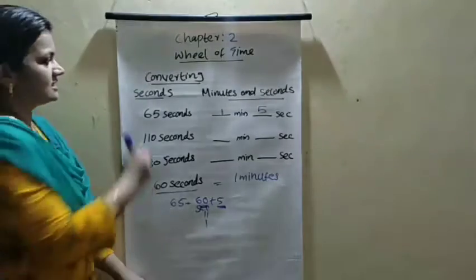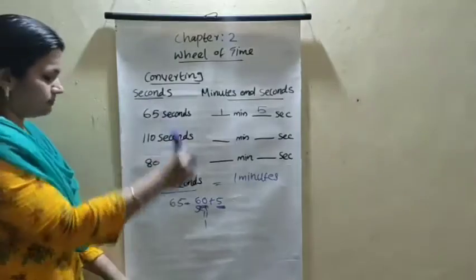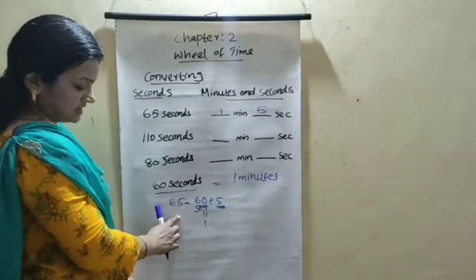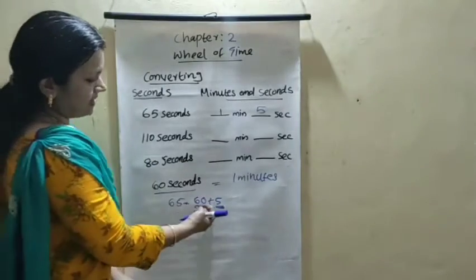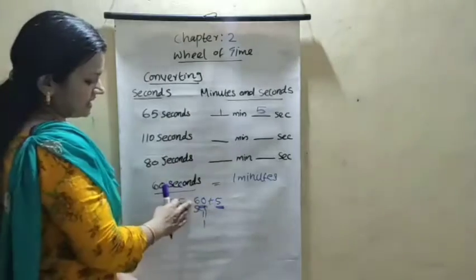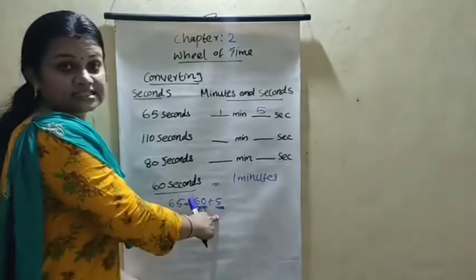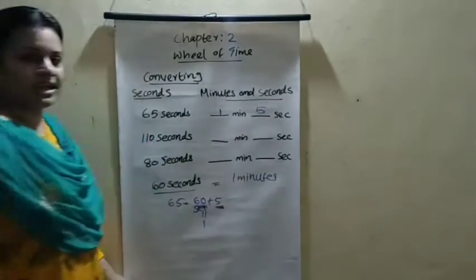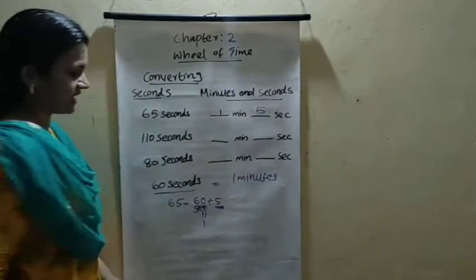Understood how to convert seconds into minutes and seconds? We take 65 and split it depending upon 60. So we can write 60 plus 5. So 60 seconds equal to 1 minute. So write that here. Then 5 seconds is the balance. So write 5 here.